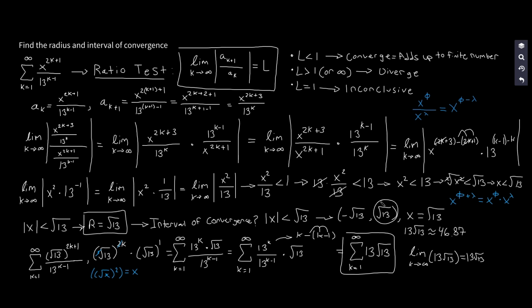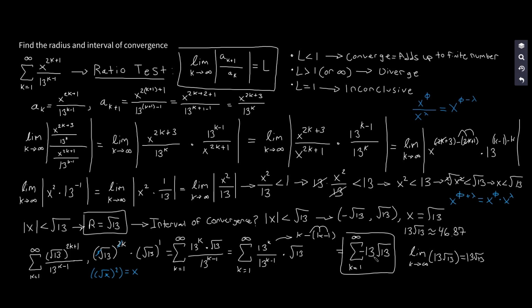Now we plug in our first endpoint, which was root 13. Then we'll plug in our second endpoint, which is going to be negative root 13. And spoiler alert, that's just going to give us the same exact thing, only with a negative in front of the 13. So it's going to be the summation from k equaling 1 to infinity of negative 13 times root 13.